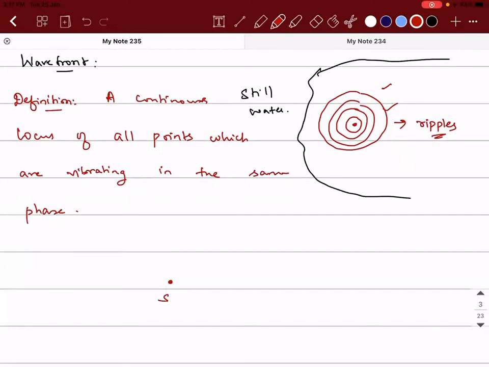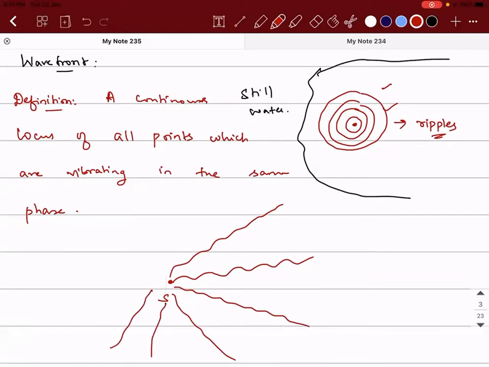Suppose I have a point source. Let's say I give you an LED bulb and that is the light source. From this light source, you will have electromagnetic waves coming out. These electromagnetic waves will get liberated in all directions like this, because light is an electromagnetic wave of very high frequency and a smaller wavelength. Now let us look at what the definition has to tell us.